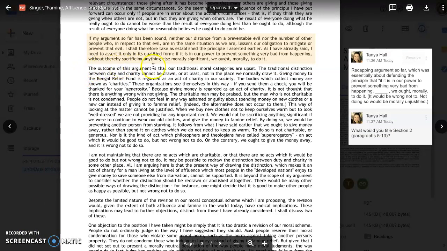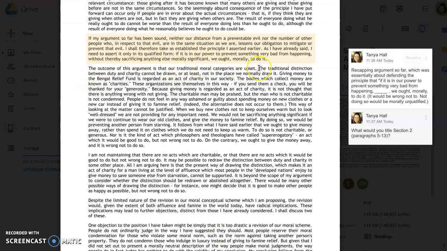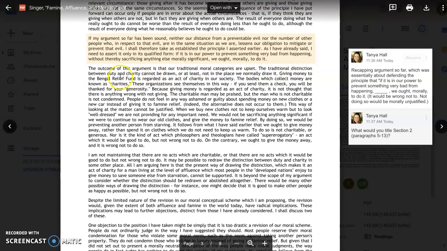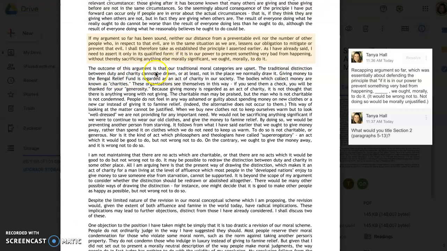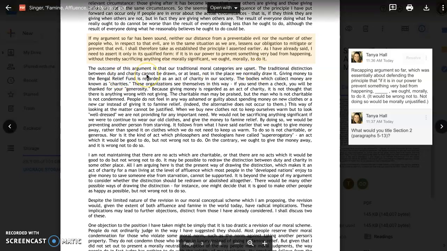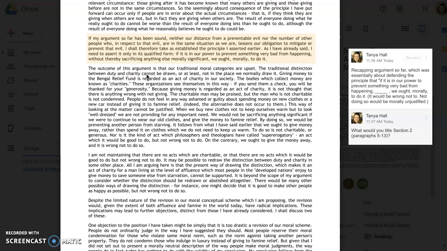The outcome of this argument, the one we've got so far, but notice how we're only on page 3 of 8. The outcome of this argument is that our traditional moral categories are upset. The traditional distinction between duty and charity. Okay, so we've got a new topic. Our moral categories, the distinction between duty and charity, what we classify as duty versus what we classify as charity is our new topic. And this feels familiar.